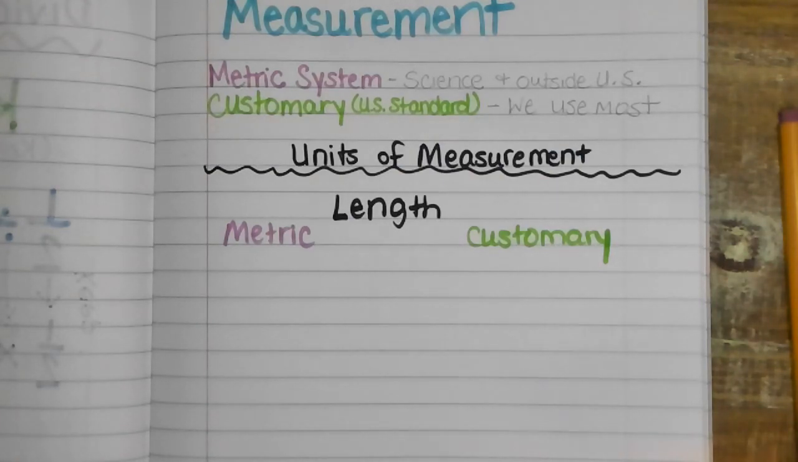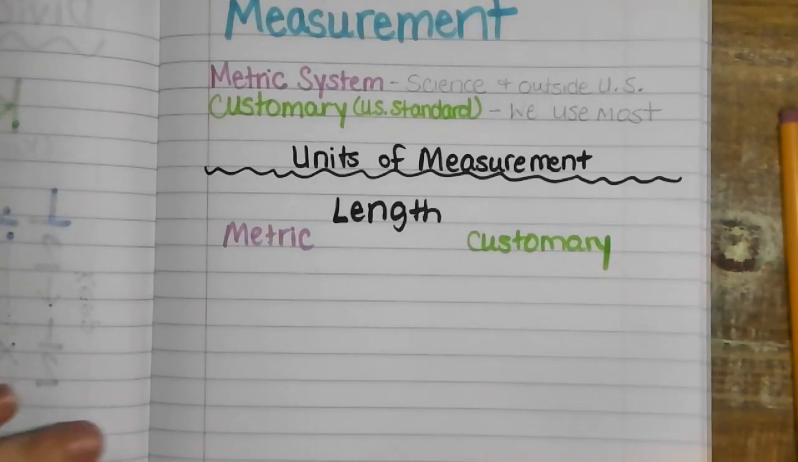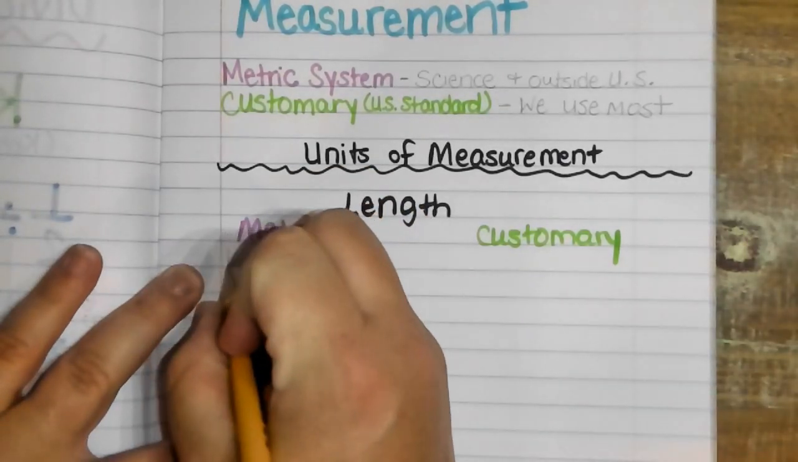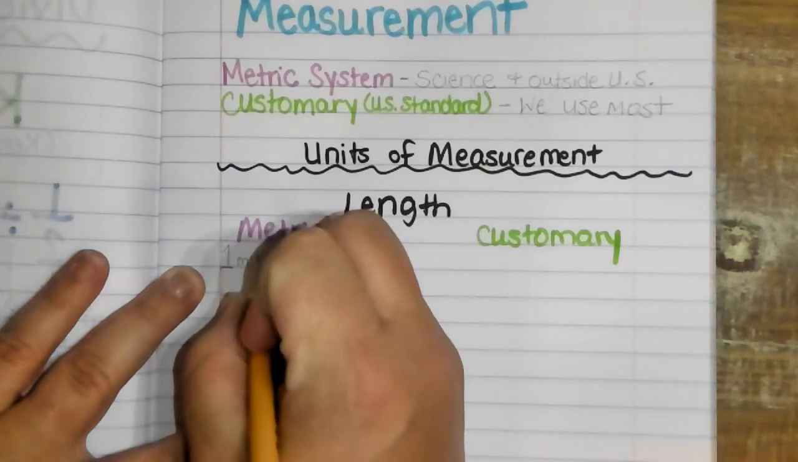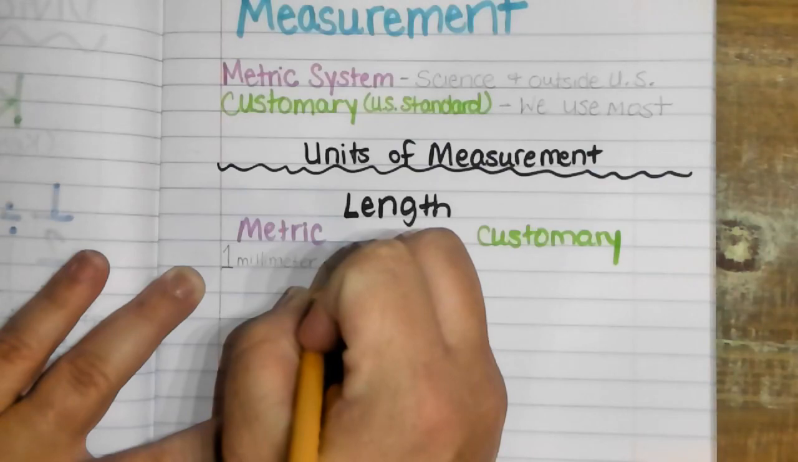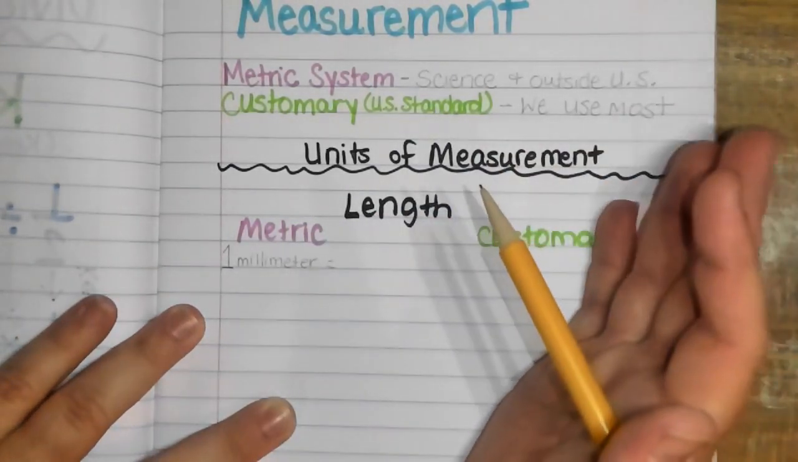Okay, so let's get on with our table. On the metric side, when we're dealing with length, I told you we had 1 millimeter, which equals, this is the smallest unit. So there's nothing else that equals that.